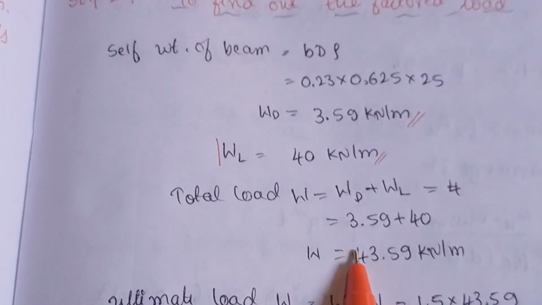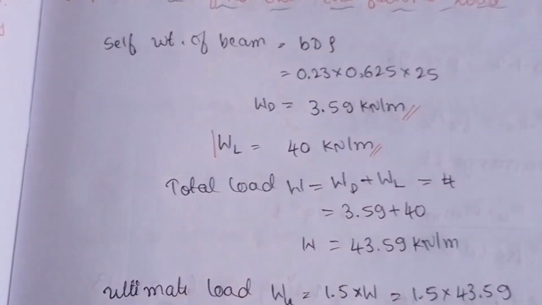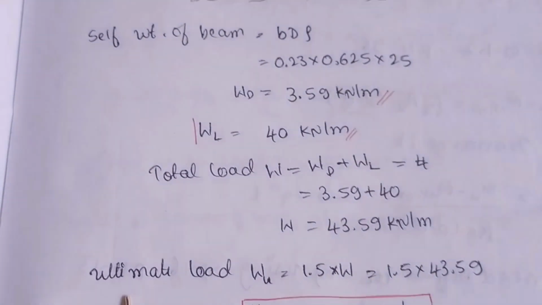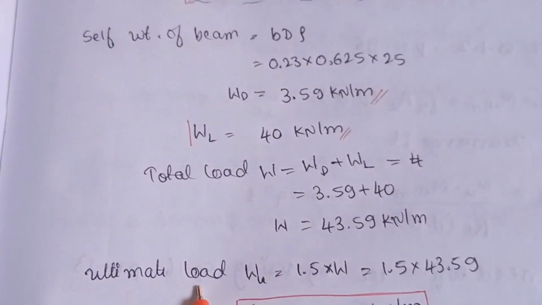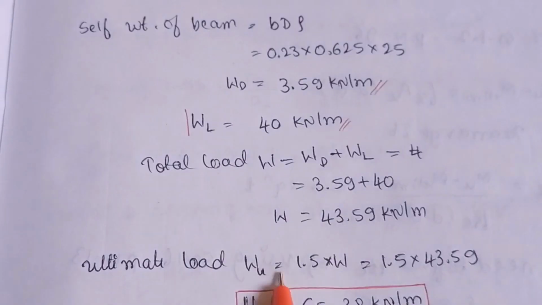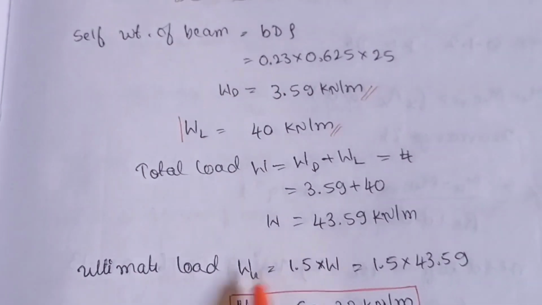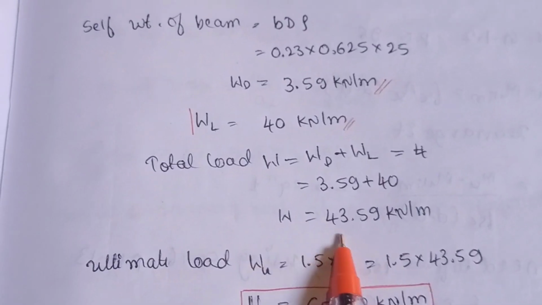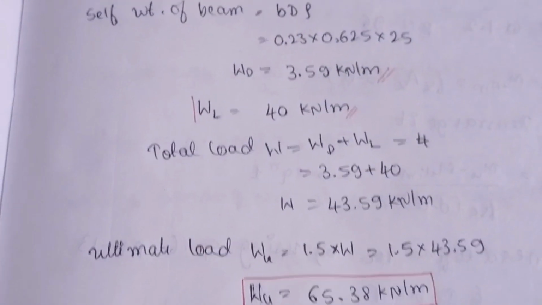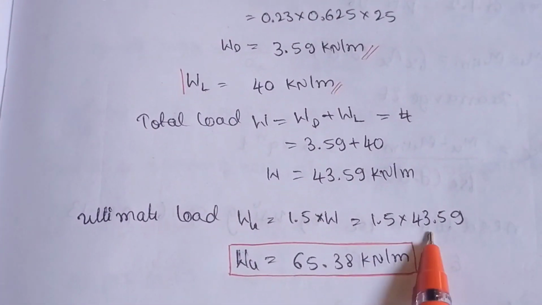Now we'll go for the calculation of ultimate load, also called the factored load. It is denoted as Wu. For this we have the formula 1.5 into W, where W is our total load which we have calculated. So substitute all the values.